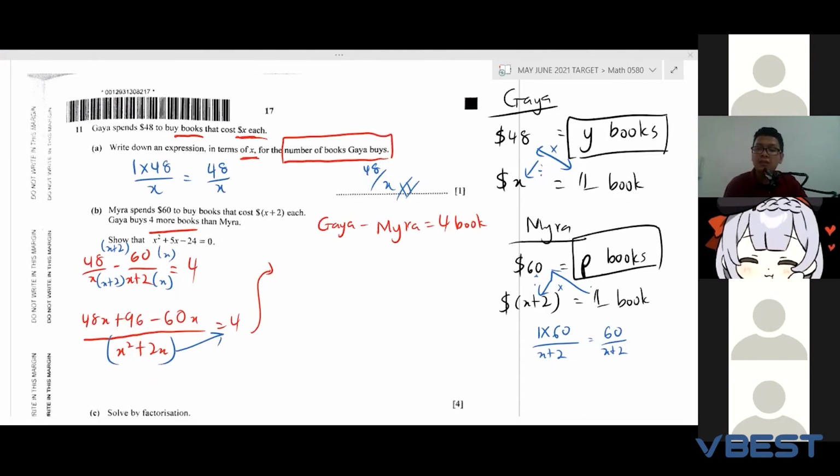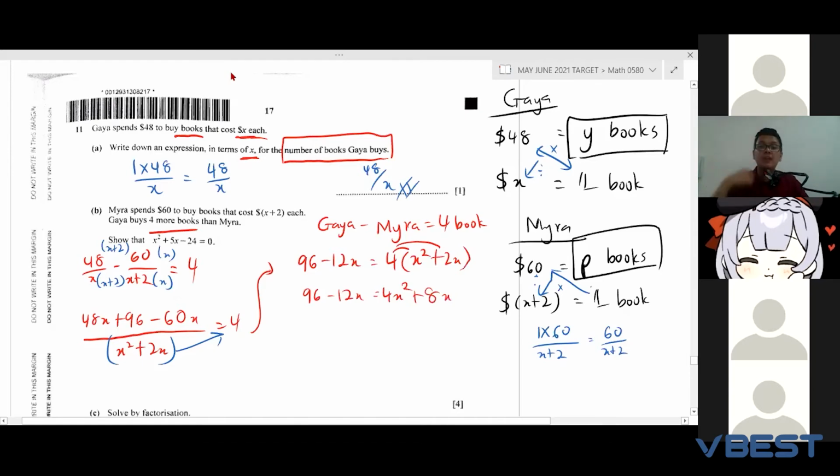48 minus 60, yeah, negative 12. So 96 minus 12x equal to 4 bracket x squared plus 12 plus 2x. And now you expand it again. 96 minus 12x equal to 4x squared plus 8x.